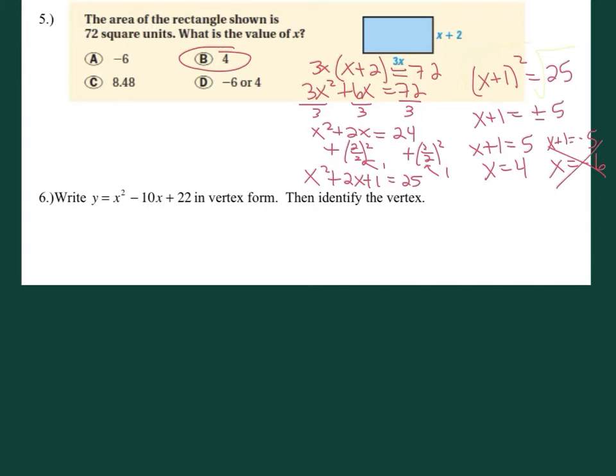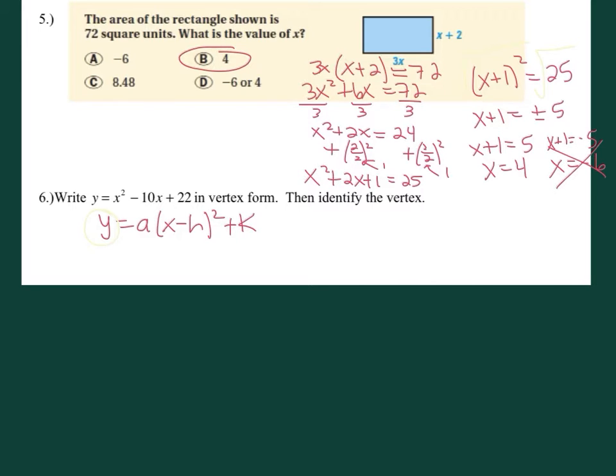So in example 6, we have y equals x squared minus 10x plus 22, and they want us to write it in vertex form and then identify the vertex. So just a reminder, vertex form is when you have an a value times x minus h quantity squared plus some k value. We're going to use the same steps we did before, it's just that now you're going to leave the y value there. It won't be 0, and we won't end up solving with square roots. We'll just end up solving for y.